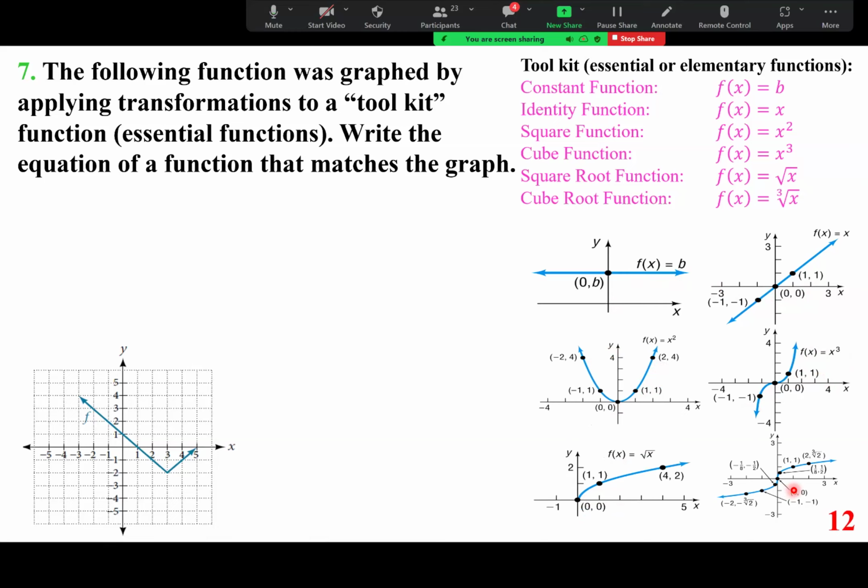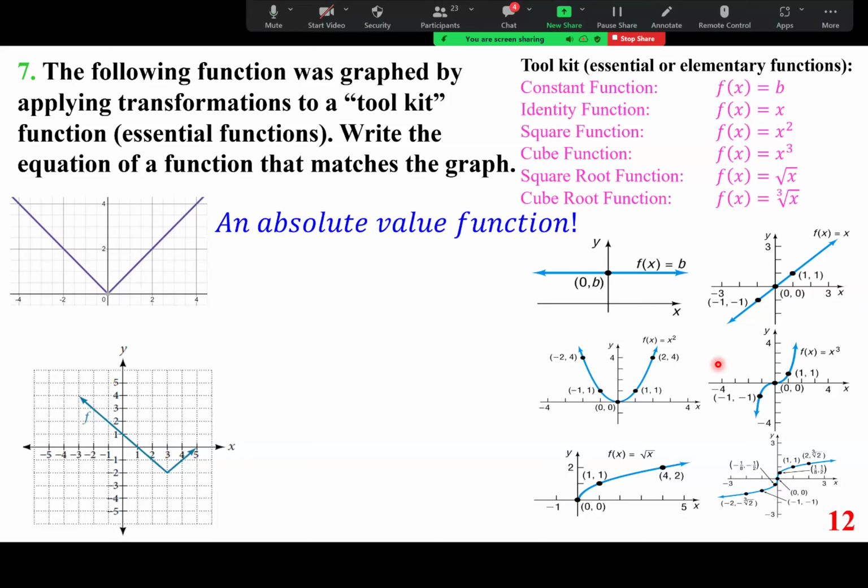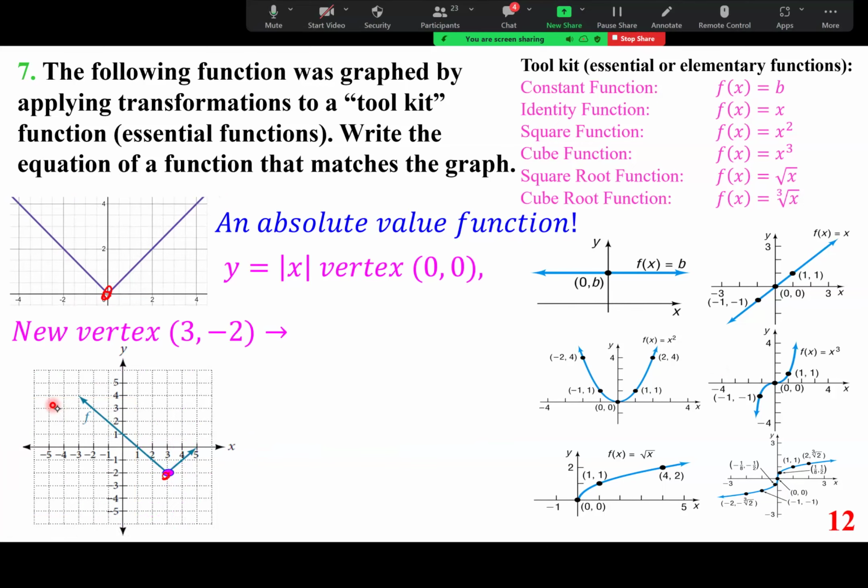So definitely this is a V shape, and an absolute value function is in this format. Here's the vertex, and the new vertex is located at 3, -2. So it really means it's been shifted to the right by 3, coming down by 2. In essence, this becomes absolute value of x minus 3, and then -2 outside.